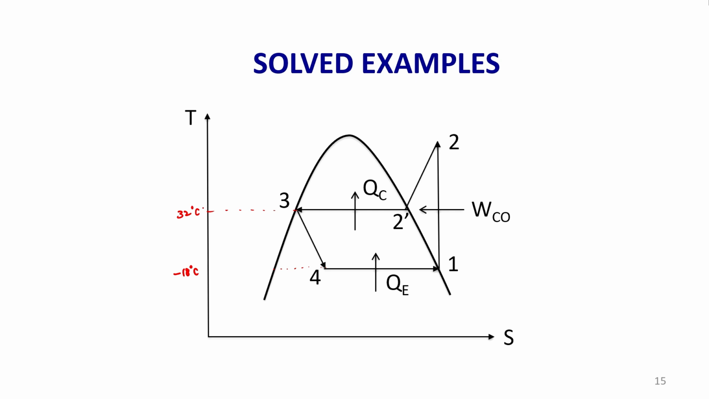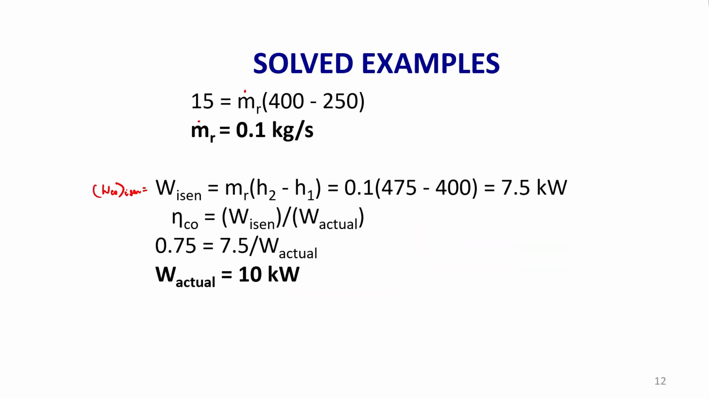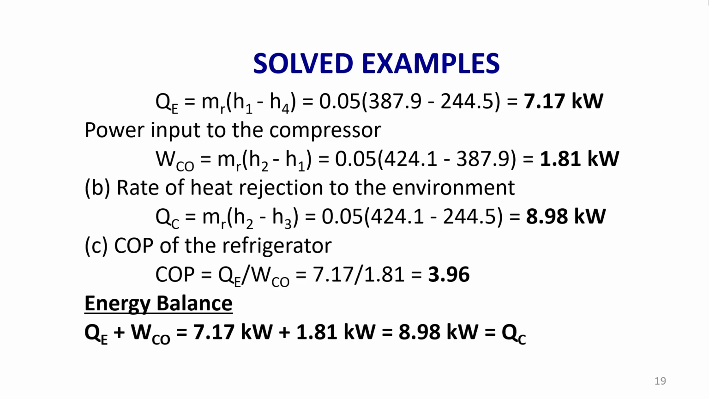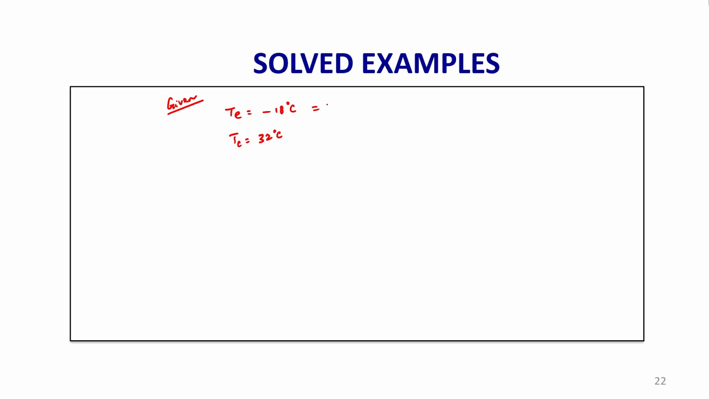Plotted. 1 to 2 is isentropic compression, then we have the heat rejection. There is some amount of cooling that takes place from 2 to 2 dash, then from 2 dash to 3 is constant temperature heat rejection, then 3 to 4 is an isenthalpic process, and 4 to 1 is constant pressure, isothermal heat addition. So when I say this temperature is minus 18, T4 is equal to T1 equal to minus 18. So this is nothing but T4 equal to T1.